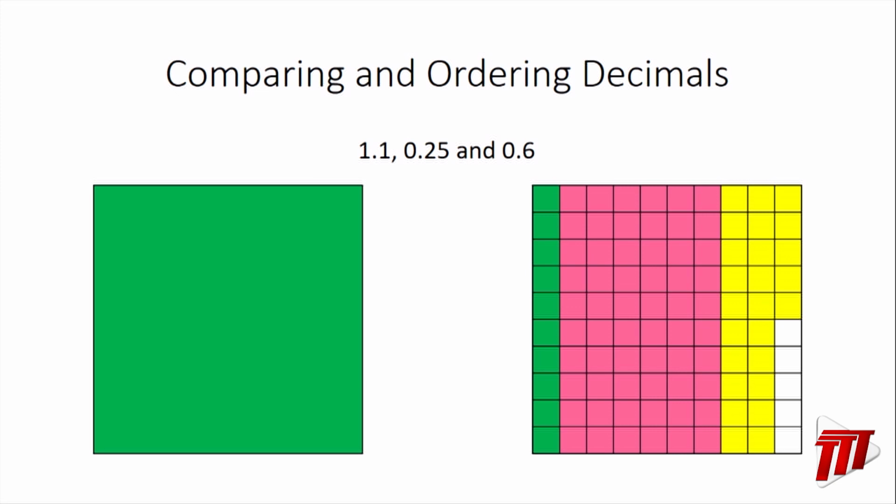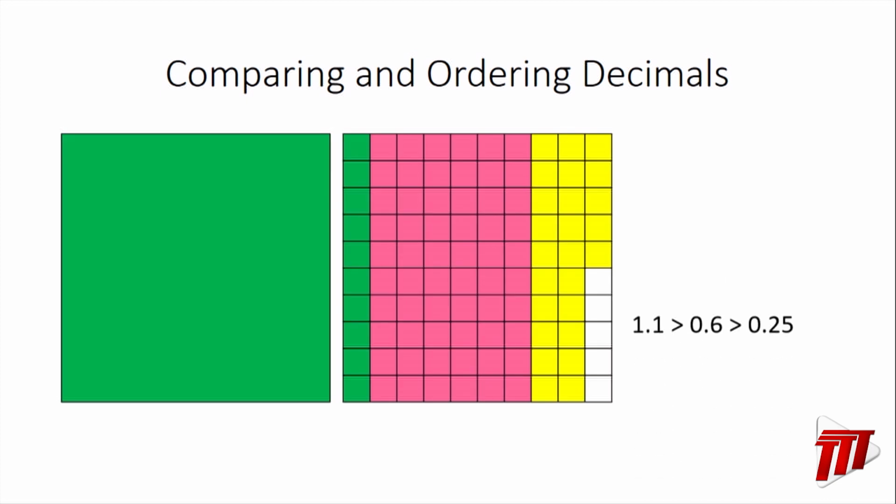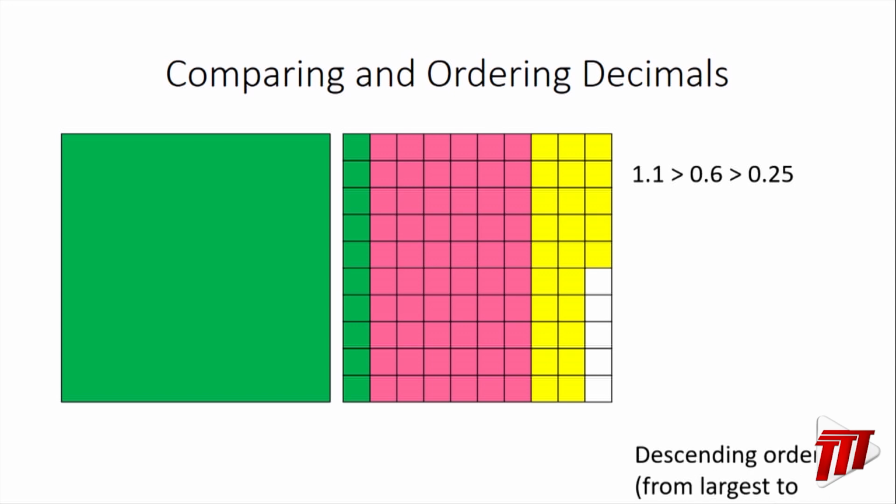So looking at what is displayed there, which is largest? Clearly, 1 1/10 is greater than 6 tenths. Remember that the arrow points always to the smaller of the 2 values, and 6 tenths is greater than 25 hundredths.